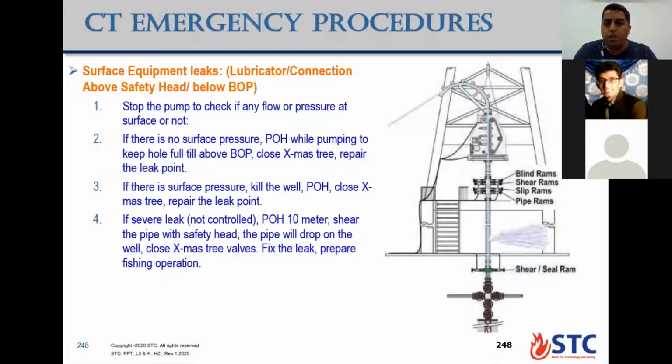If there is no pressure at the surface, you will be able to pull out while pumping to keep the hole full until above the BOP. Then you close the Christmas tree valves, and repair the leak point or change the lubricator section or seal. Second option: if there is surface pressure, you need to kill the well, pull out, close the Christmas tree, the same, and repair the leak point.